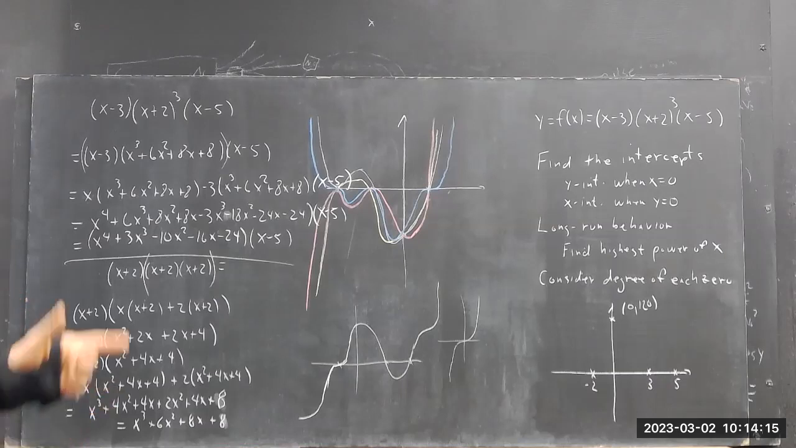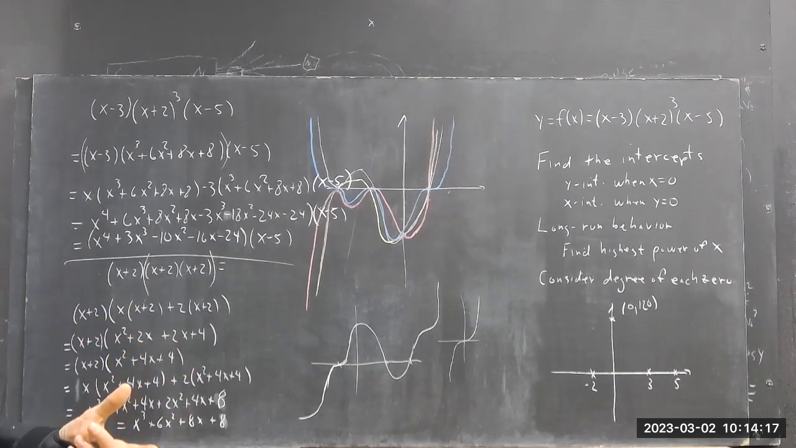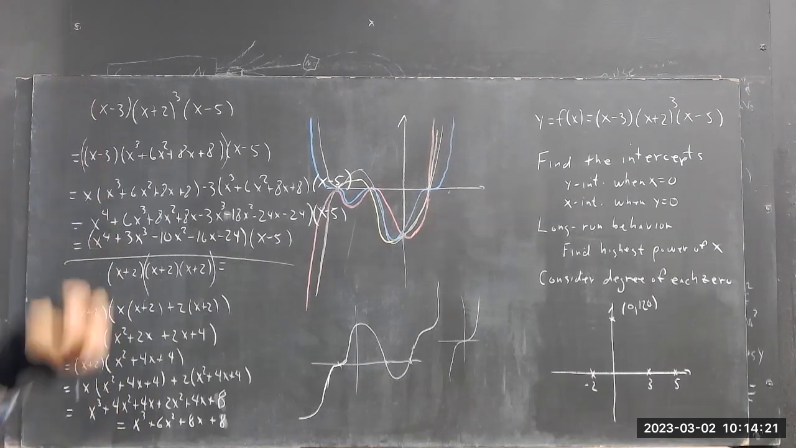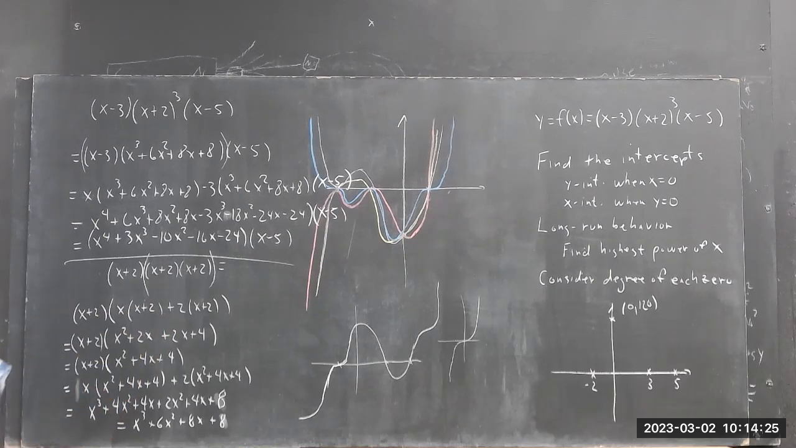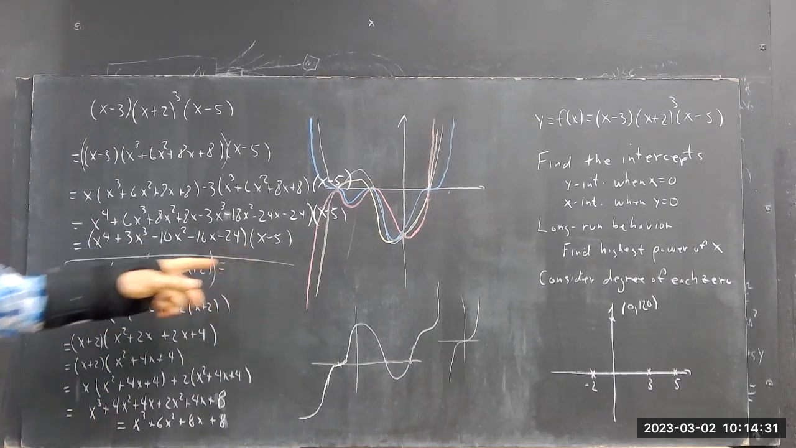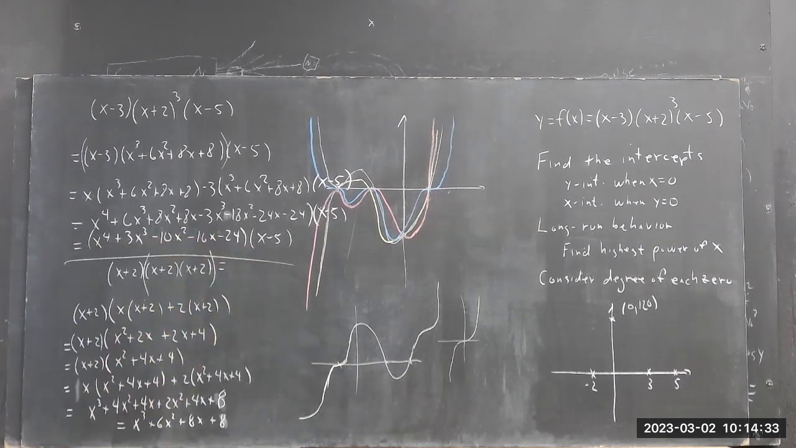The question is, what's the highest power of x that I'm going to get out of this? Well, it's not that high. What's the highest power we're going to get when we then multiply all this by x minus 5?